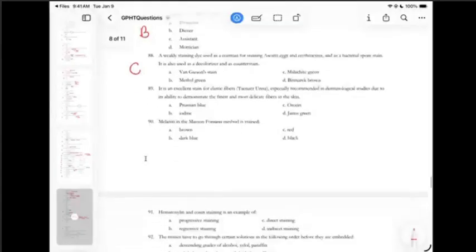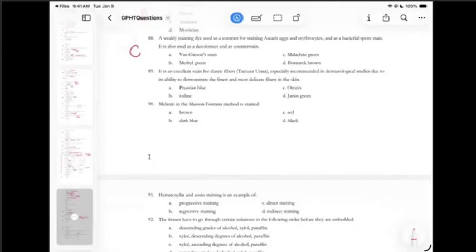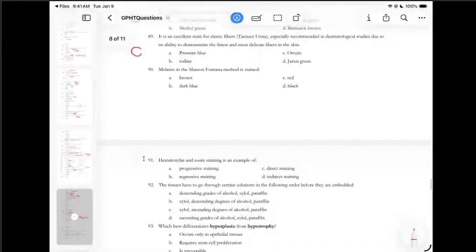89, what is a stain for elastic fibers? Also useful for the skin. That is your orcein. 89, letter C. Number 90, melanin in the Masson-Fontana is stained black. Why is it black? Since Masson-Fontana is a silver staining technique. Every time that you encounter silver stains, you expect the color to be black. So number 90, that's letter D.